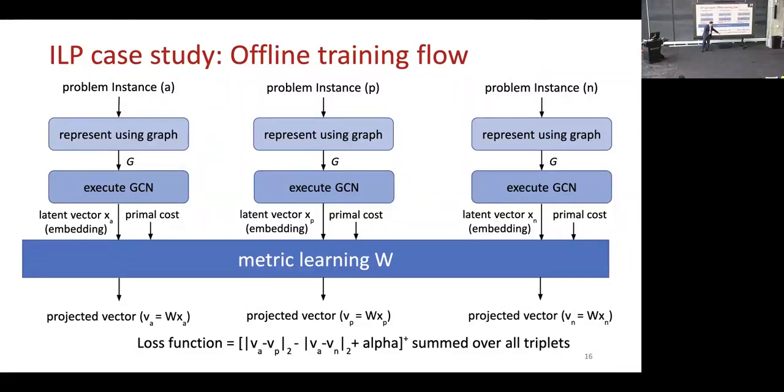if the 2 problem instances are similar to each other, that's the loss function. You want to minimize the distance between them while maximizing the distance between the anchor instance and the negative one, the one that is dissimilar to it. So I'm trying to find out the right weights for everything such that I bring problems that are similar close to each other and problems that are dissimilar to each other under this notion of configuration away from each other.